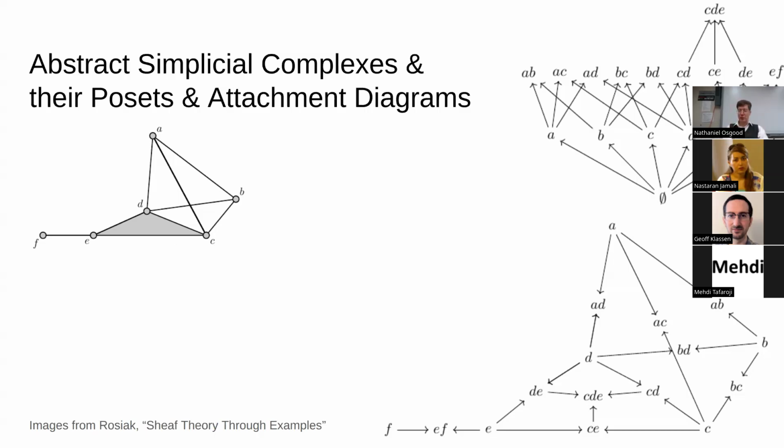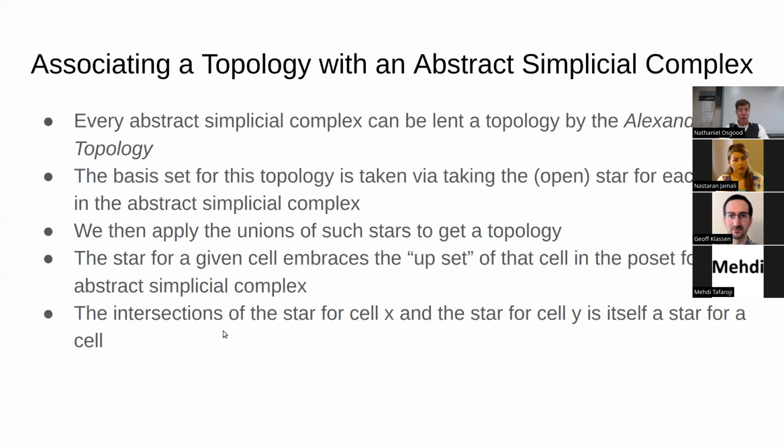That's another way of expressing it. This is a two cell. This edge is a one cell. This is a zero cell, the vertex. And what we're going to do is take what's called the open star for it.